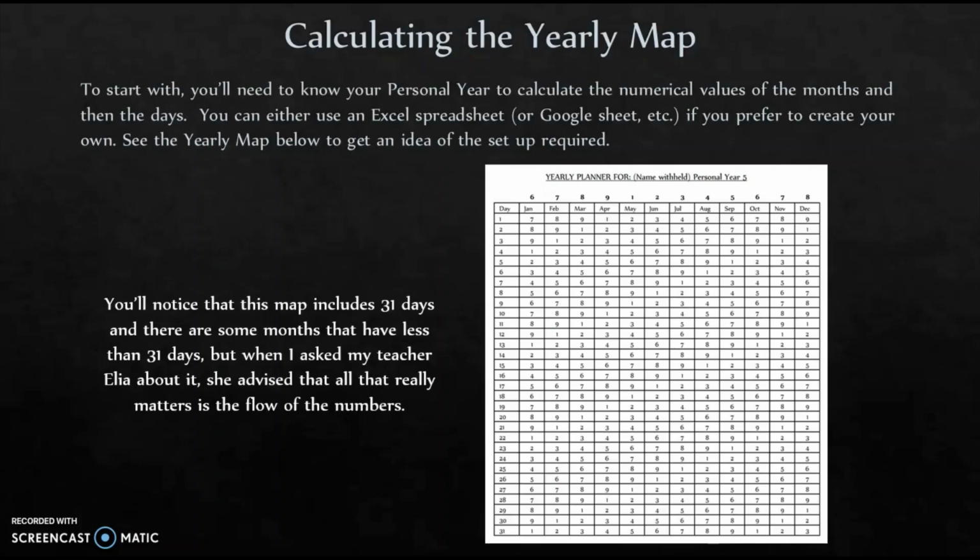Calculating the yearly map. To start with, you'll need to know your personal year to calculate the numerical values of the months and then the days. You can either use an Excel spreadsheet or Google Sheet, etc. if you prefer to create your own. See the yearly map below to get an idea of the setup required. You'll notice that this map includes 31 days, and there are some months that have less than 31 days, but when I asked my teacher Elliot about it, she advised that all that really matters is the flow of the numbers.